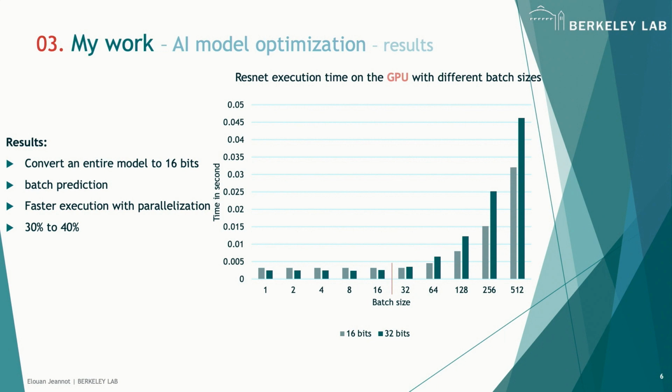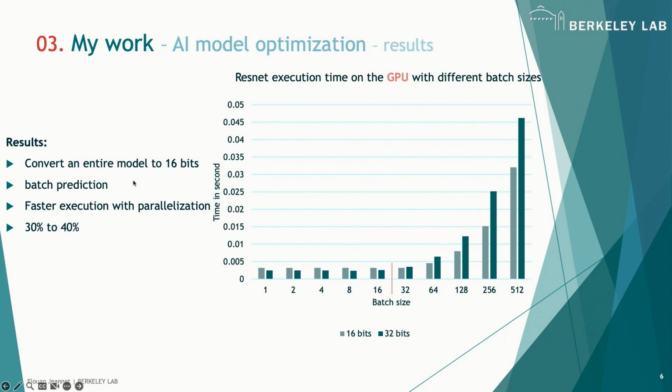The problem is that this library uses the CPU directly, and 16-bit is not available on CPU. So we need to compile the MLIR directly on the GPU. If we do this type of test on the GPU, in this example we convert an entire model, ResNet here, to 16 bits. We compare the results of the execution of the two on different batch sizes.